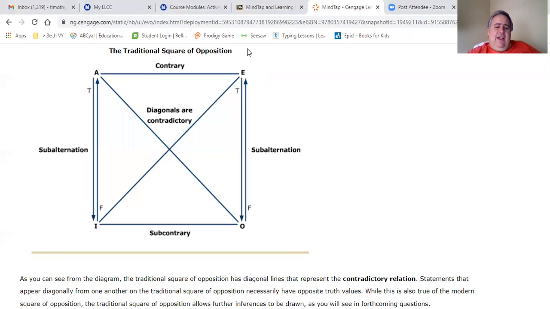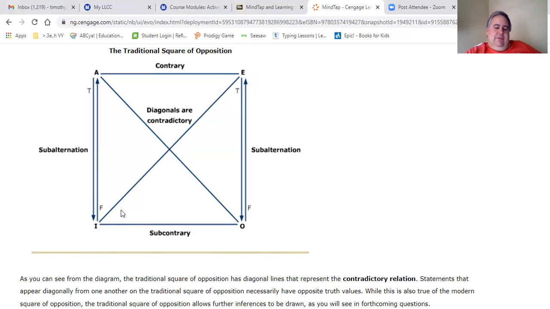But if I know it's false that some people in the class are not wearing hats, then I know it's false that no people in the class are wearing hats. Why? Because if it's false that some are not, then we know that some are, and therefore we know that the claim that no people are wearing hats has to be false. We could also work it kind of like this. If I say some are not, then we know from subcontrary that at least one of them has to be true.